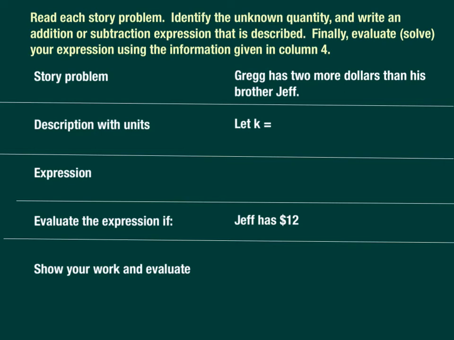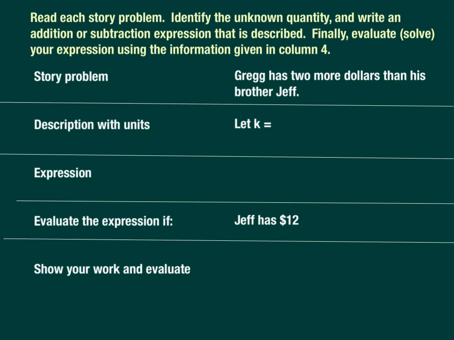So for these problems, it says to read each story problem, identify the unknown quantity, write an addition or subtraction expression that is described, and finally evaluate, which is just another way of saying solve, your expression using the information given in column 4. So our story problem, and you'll notice all of this is filled out already on the task. I'm just going to go through what you need to fill out for the other problems.